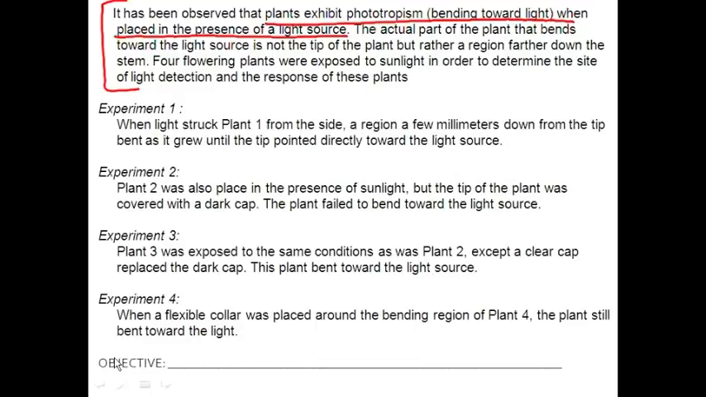And reading on through it, I'm sure you might have marked that the tip of the plant is not what bends, but a region farther down the stem bends toward the light. You should have known that, or noticed that you've got 4 flowering plants exposed to sunlight to see where and what the response of the plants are.